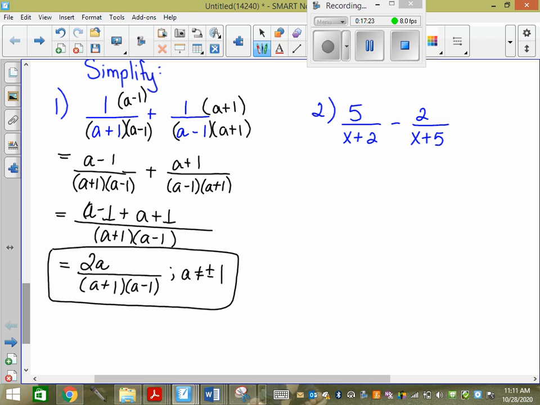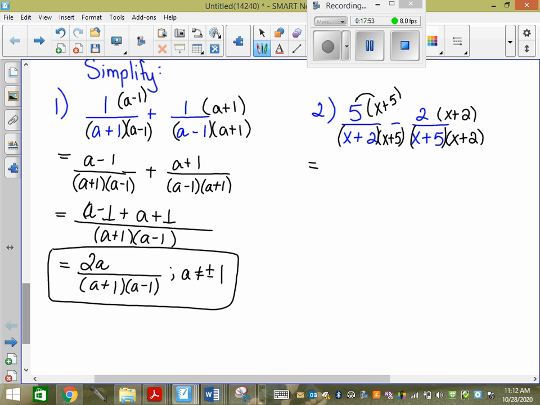Number 2, denominator, x plus 2, x plus 5. Can I make them be the same? No, they're equally as bad as A plus 1, A minus 1. So the only way I can make them be the same is if I actually multiply them by each other. So I'm going to get x plus 2, I'm going to multiply this one by x plus 5, and then this one I'm going to multiply by x plus 2. Do I distribute my denominators? No, because they're not monomials.